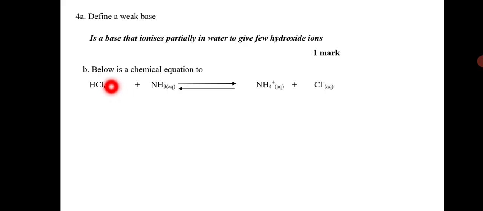For B, below is a chemical equation where we have hydrochloric acid, HCl, reacting with ammonia, NH3, to give ammonium and chloride ions. Take note. We are supposed to use this equation to answer questions.